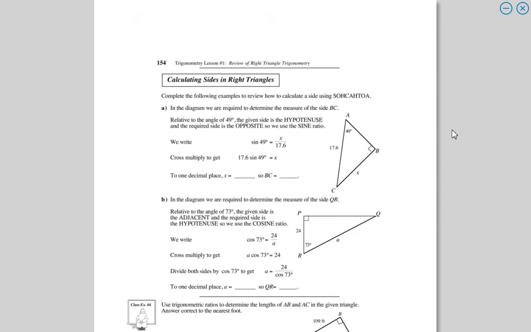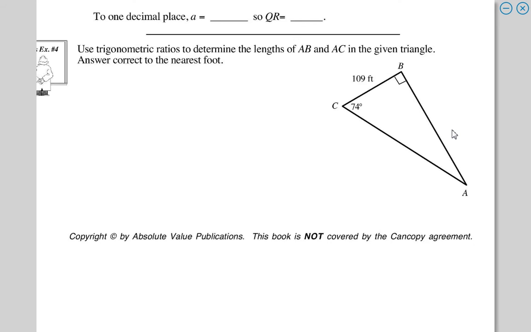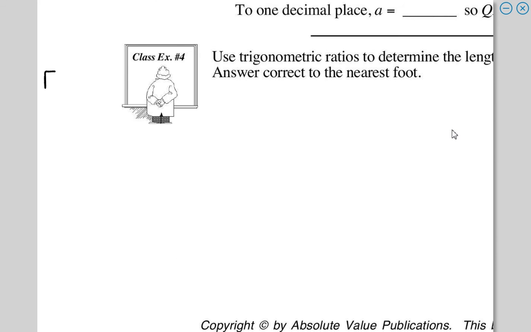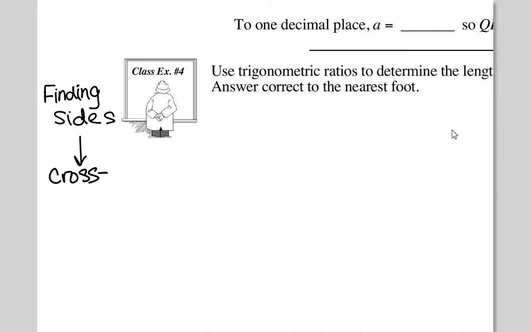Let's keep going. Let's go to question 4. All that stuff up there, I can show it to you in this question. This right here, what you can write on the side here, you can write finding sides. And you can say cross multiply, because that's what you're going to be doing. Finding sides, you have to cross multiply. You'll know the angle, but one of those ratios you won't know, and then you have to cross multiply.